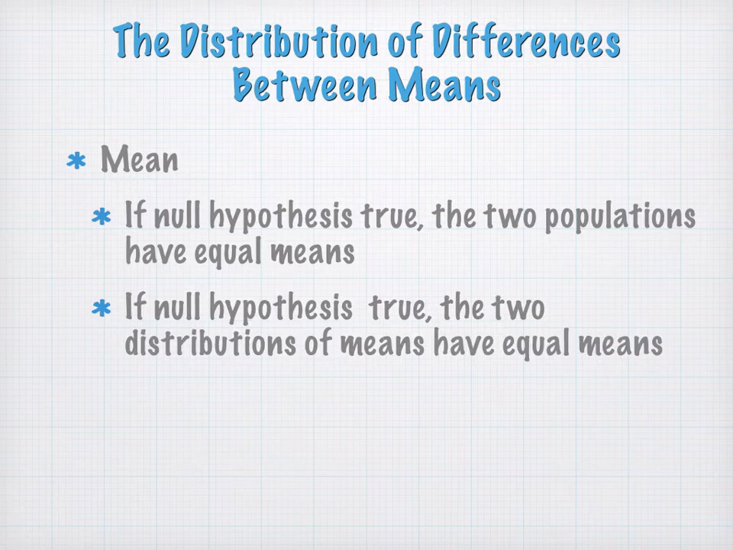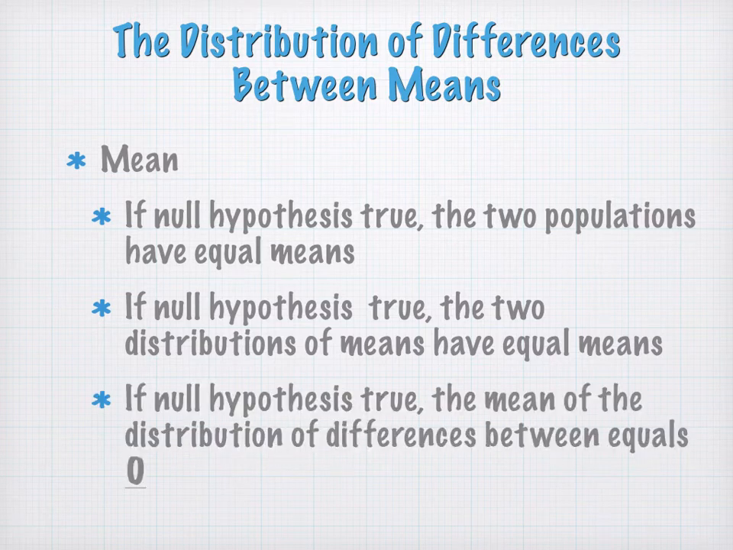If the null hypothesis is true, again, they have equal means. The distributions of means have equal means. Again, that's more of that comparison distribution that we're looking at. That same difference between the populations will carry down into this distribution of means. And if the null hypothesis is true, the difference between these samples in our distribution will also be zero. So that's why mu1 minus mu2 is equal to 0.